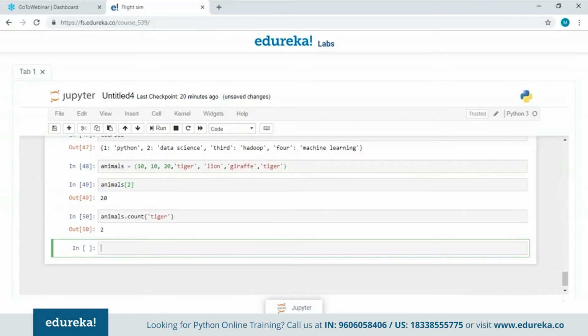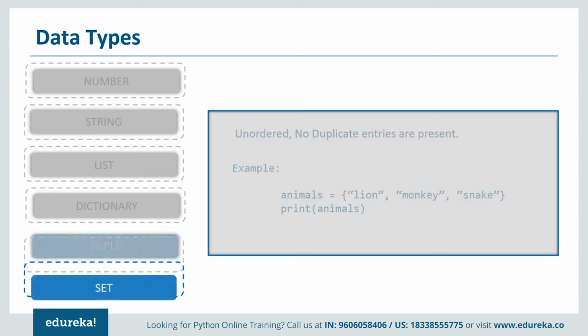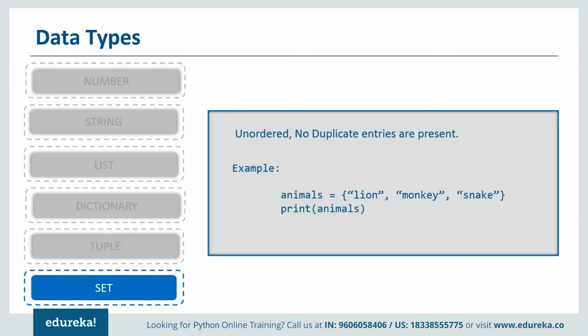So this was all about tuple, guys. So let's quickly move on to set now. Now a set is a collection just like a list or a dictionary as well, but it is unordered and there are no duplicate entries present. Now let me show you this with an example in the Jupyter Notebook.